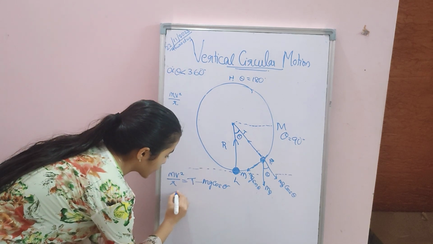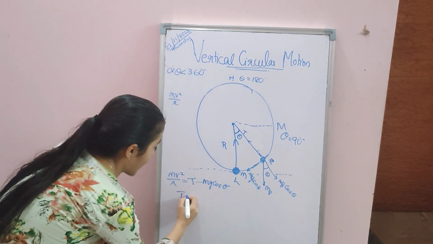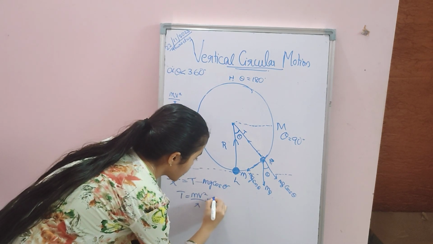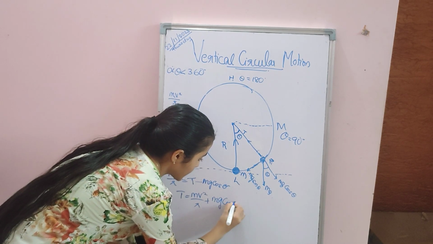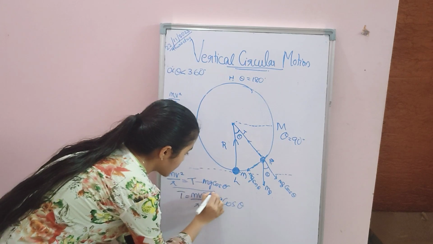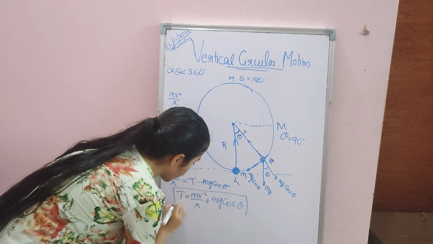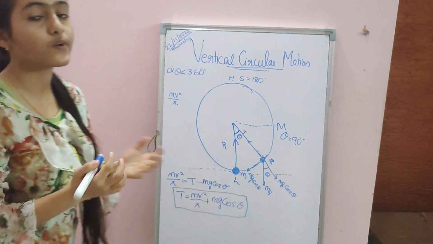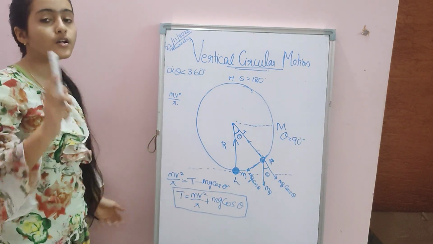Now we can write the tension of the string T as mv square by r plus mg cos theta. This is an important relation in the vertical circular motion. The tension of the string in a vertical circular motion is mv square by r plus mg cos theta.